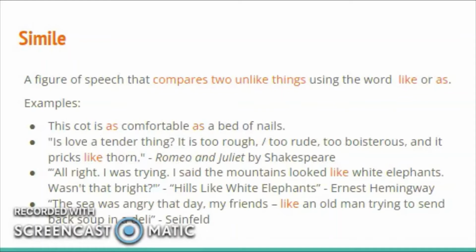So right there, that is showing that that old man would be very angry, and that's showing that the sea was very rough and difficult that day.